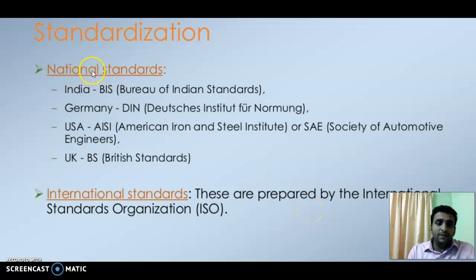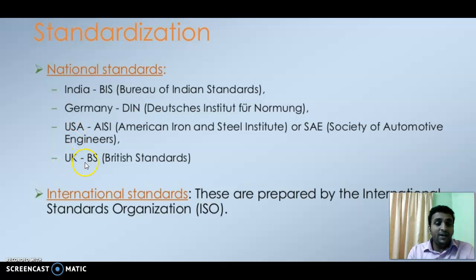National standards, I can explain. For example, in India we are using BIS standards. What is that? BIS means Bureau of Indian Standards. If it is in Germany, they are using DIN. If it is in USA, they use AISI, also SAE. We are already aware of SAE because we have an organization in our college, that is Society of Automotive Engineers. So they are using SAE standards in USA.